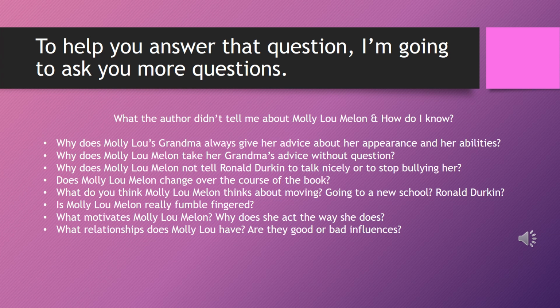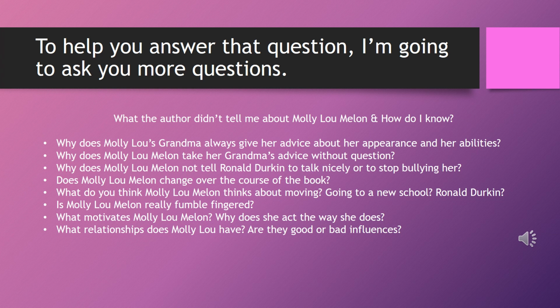You're going to figure out what the author didn't tell you about Molly Lou Mellon and find some evidence for how do you know. Why does Molly Lou Mellon's grandma always give her advice about her appearance and her abilities? Why does Molly Lou Mellon take her grandma's advice without question? Why does Molly Lou Mellon not tell Ronald Durkin to stop or talk nicely and stop bullying her? Does Molly Lou Mellon change over the course of the book?